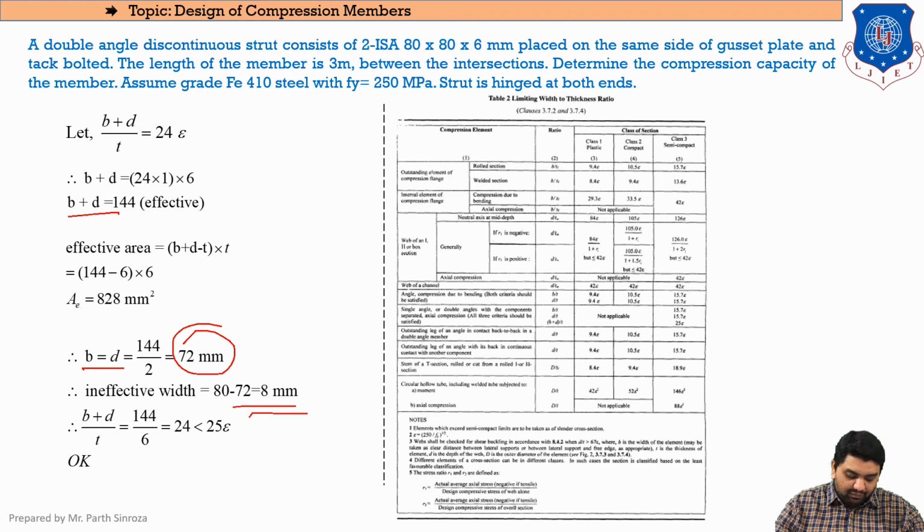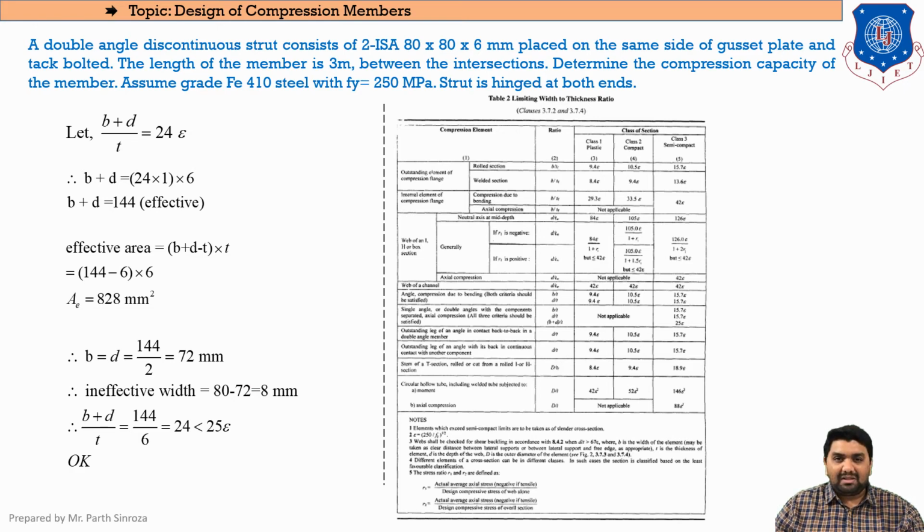So the ineffective width will be 8 mm. And now we'll be finding our final answer as per the equation that we have obtained here, and it comes out to be 24. So it is just a simple check, it will always be satisfied. You just need to check what amount of ineffective width you have obtained. Clear? So this is how you will proceed whenever AE equal to AG doesn't satisfy.